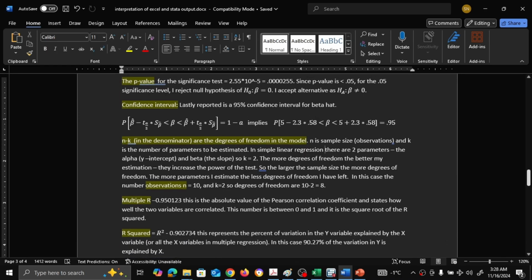Okay, and you already know the cutoff points are 2.3. We computed them earlier. 5, the beta hat, and 0.58, the standard deviation of the beta hat. Okay, the same thing as before.